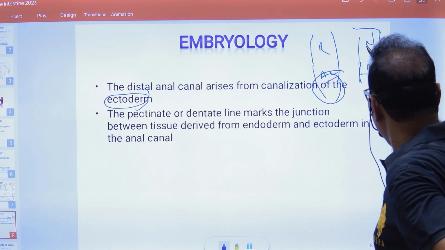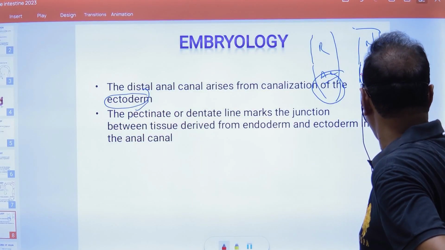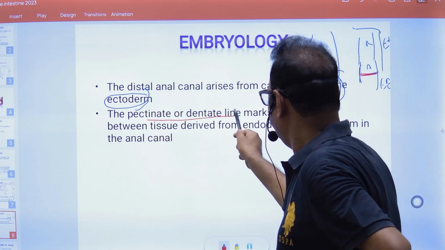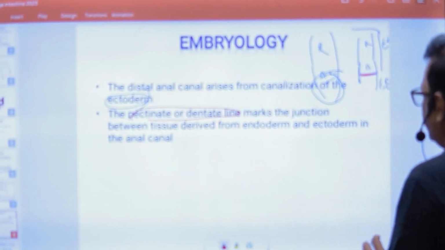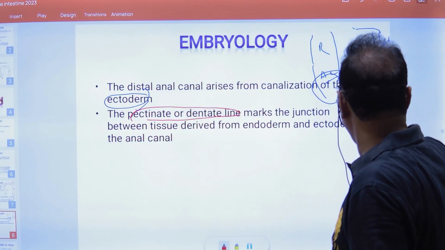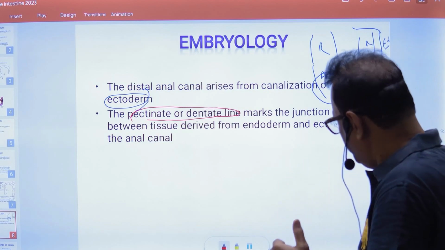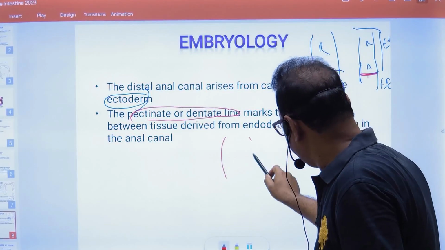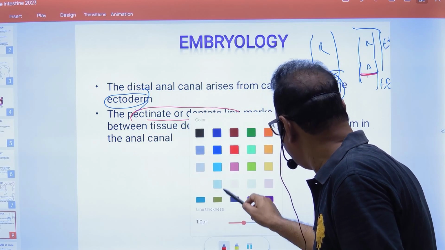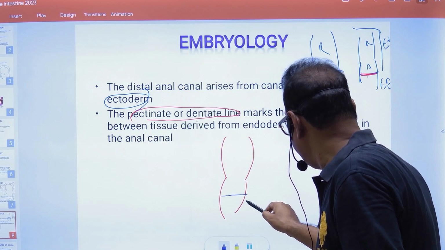This partition between the endoderm and the ectoderm is known as the pectinate or dentate line. This has been marked by the pectinate or dentate line, which is the demarcation between the rectum and the anal canal. The anal canal, halfway, is marked by the pectinate line.